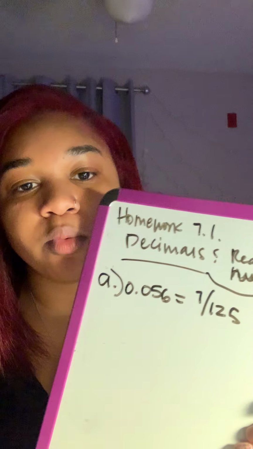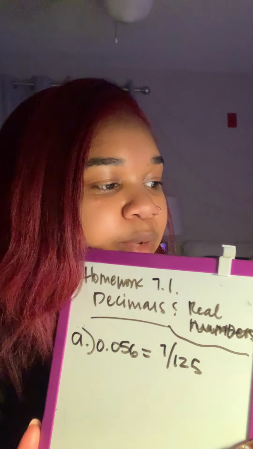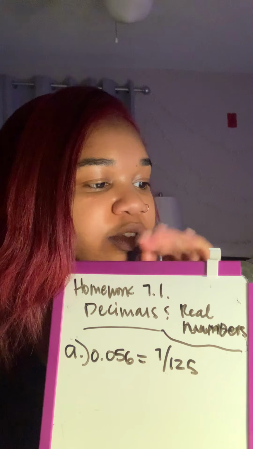So the question says: write these decimals as fractions in lowest terms and determine the prime factorization of the denominator in each case. So for A, 0.056 is automatically a fraction of 7 over 125. And then it wants you to find the prime factorization of the denominator.